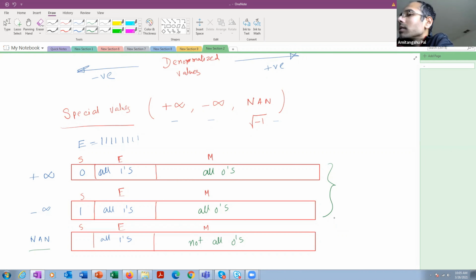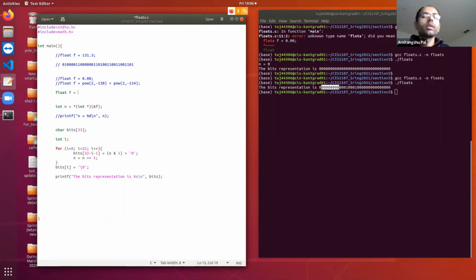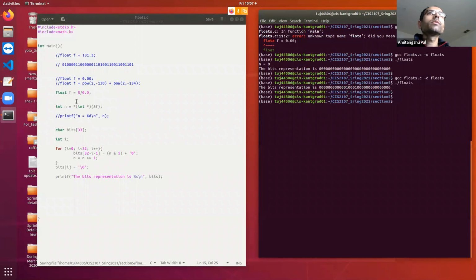Let's make float f equal to plus infinity. So plus infinity, how can I write plus infinity? If I divide something with 0, I will get plus infinity, right? So let's write 5 divided by 0.0. So let's run this. So this will be plus infinity, right?